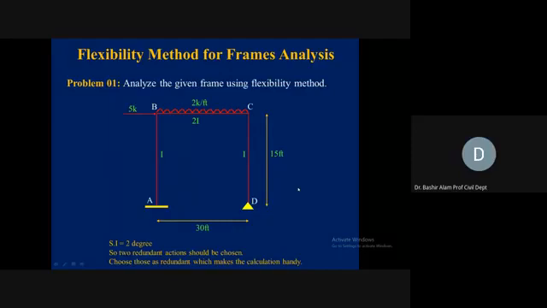Now this frame, if you see, is 2 degrees indeterminate. So statical indeterminacy, here we have established 2 degrees. So 2 redundant actions should be chosen, and again choose the redundants in a way so that you can easily solve this problem.